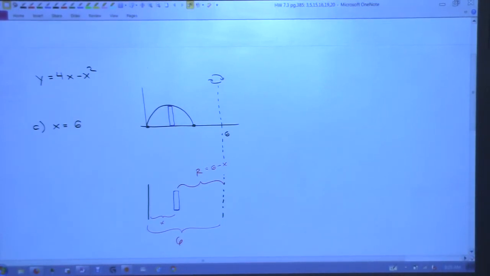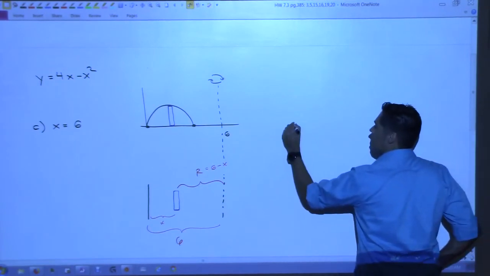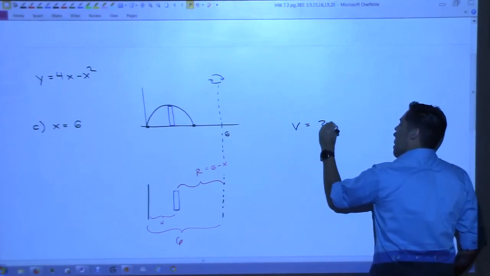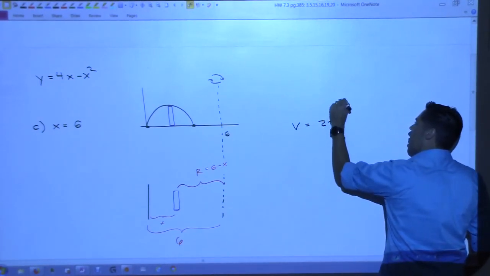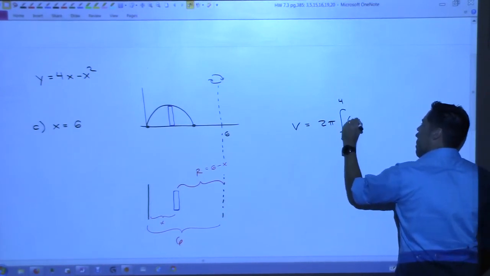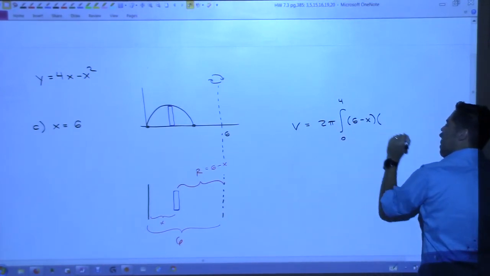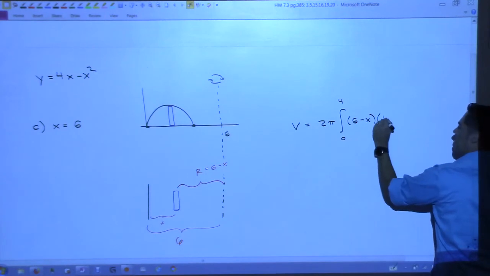Everything else in the integral is the same, right? The rest of the whole setup is exactly the same. So the volume is 2 pi integral 0 to 4. My radius is different now, 6 minus x, but the actual f minus g is identical.